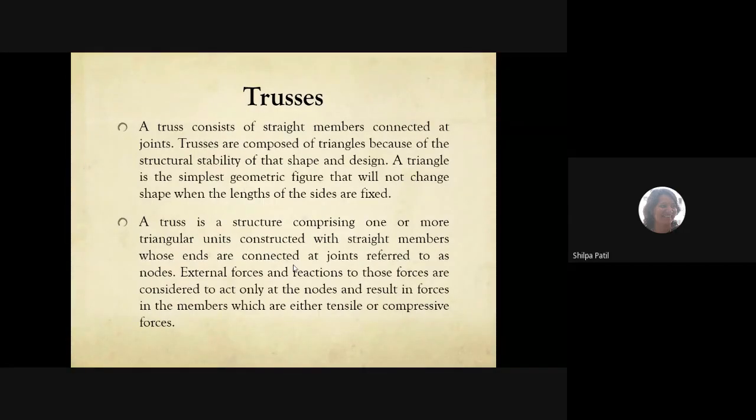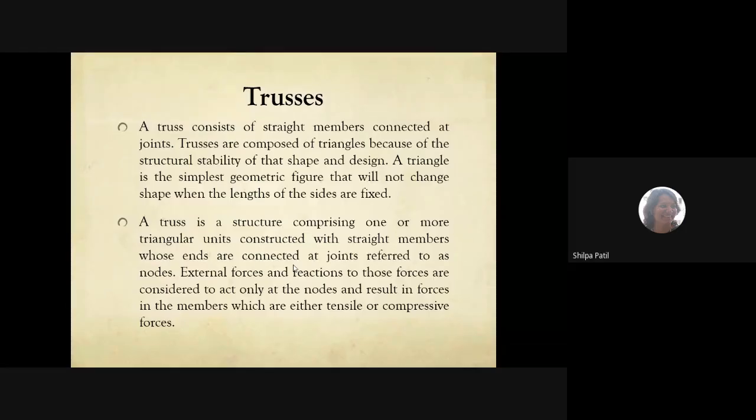Okay, now this is a simple definition of a truss. But actually, what is a truss? It is actually a structure comprising one or more triangular units. It does not consist only of one triangle. One triangle means only three members. A truss is not a structure consisting of three members only, but it consists of a number of members.